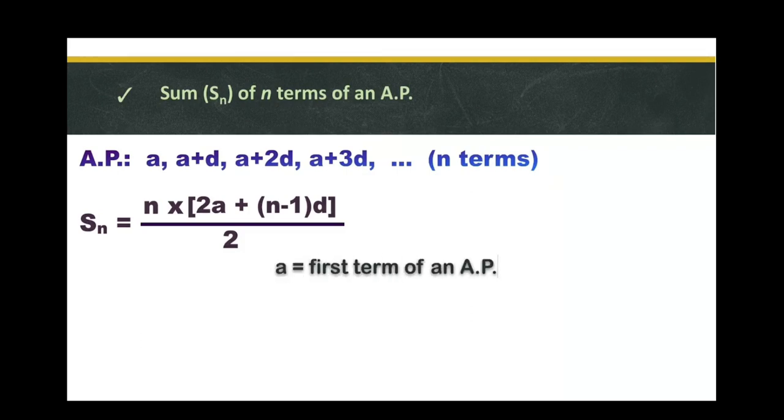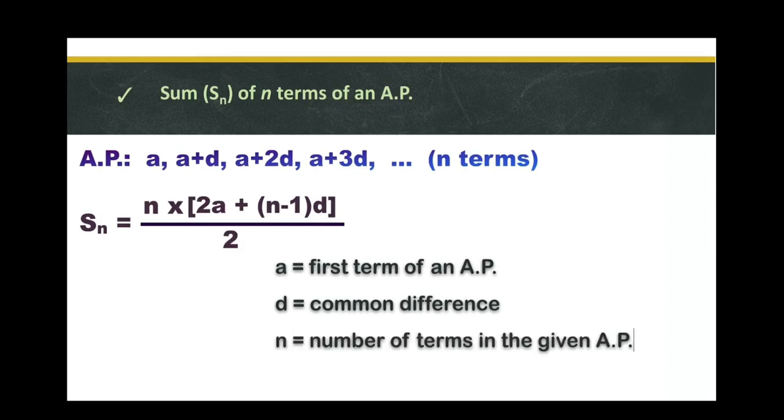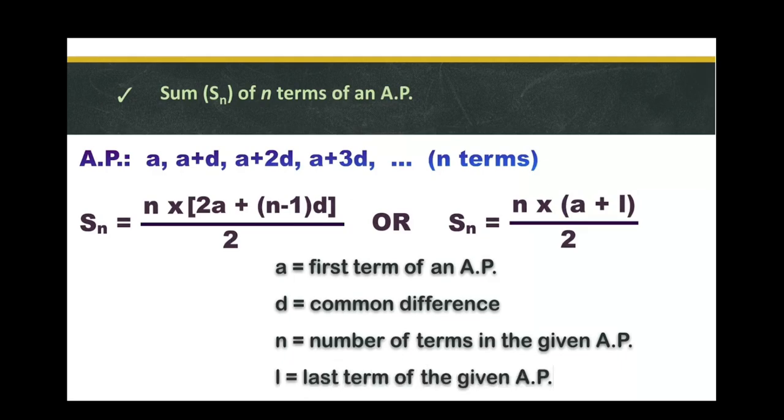where a is the first term of the AP, d is the common difference, and n is the number of terms in the given AP. This formula can also be written as n times (a plus L) divided by 2, provided that we are given L, which is the last term of the given AP.